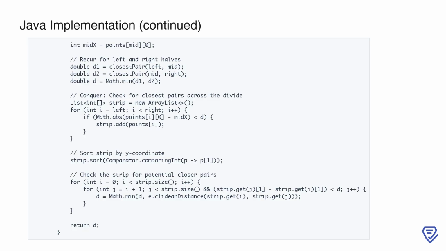We then sort this strip by their y-coordinates to prepare for the final, localized comparison. For each point in the strip, we compare it with the next few points in the list, but only if the y distance is less than d. This optimization significantly reduces the number of comparisons needed, ensuring the algorithm remains efficient. If a closer pair is found during this step, we update d with the new minimum distance.